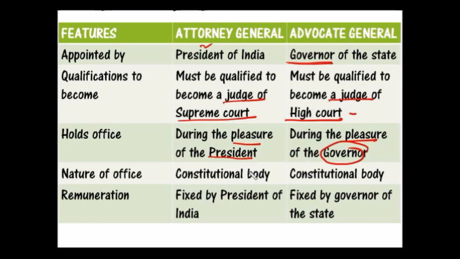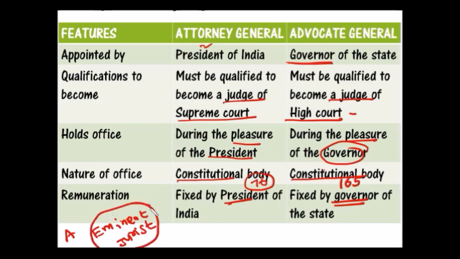Both the Attorney General and Advocate General posts are constitutional posts. The Attorney General post is established by Article 76, whereas the Advocate General post is established by Article 165. Remuneration is fixed by the President of India for the Attorney General, and for the Advocate General, remuneration is fixed by the Governor of the state. Another point is that an eminent jurist can become Attorney General. Here, an eminent jurist cannot become the Advocate General.